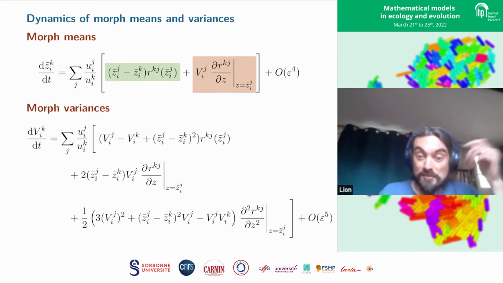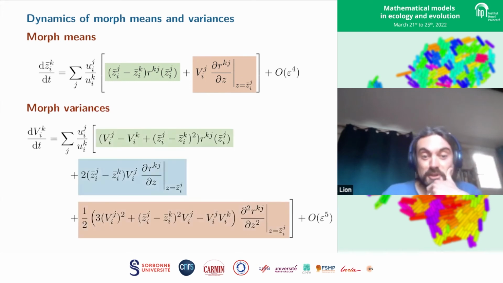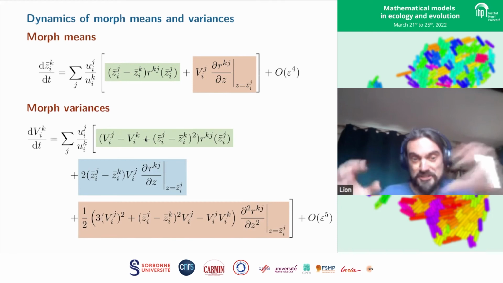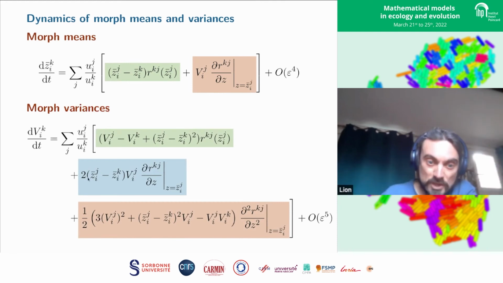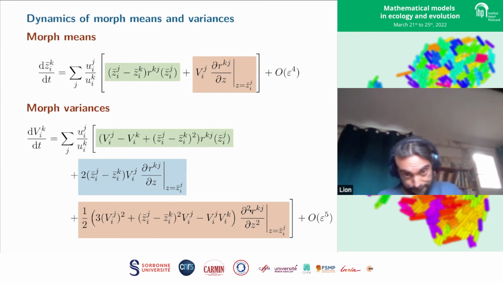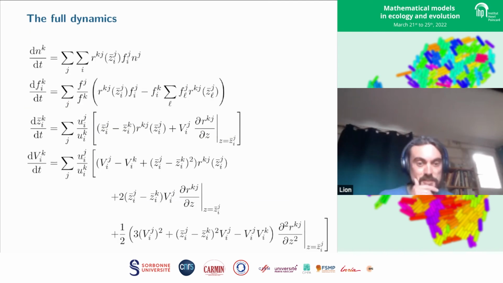For the variance, we also have equations. It's a bit more complicated. We also have three terms. One represents this homogenization process, like here. One represents the effect of directional selection on the variance, and one which will capture more likely the effect of disruptive selection. The details are not very important, but the fact that we can arrive at this kind of closed system using a Gaussian closure at the morph level is interesting. The problem is that it's a high-dimensional system.